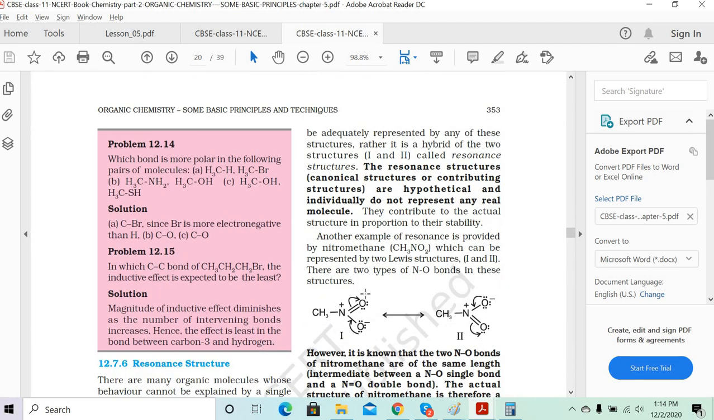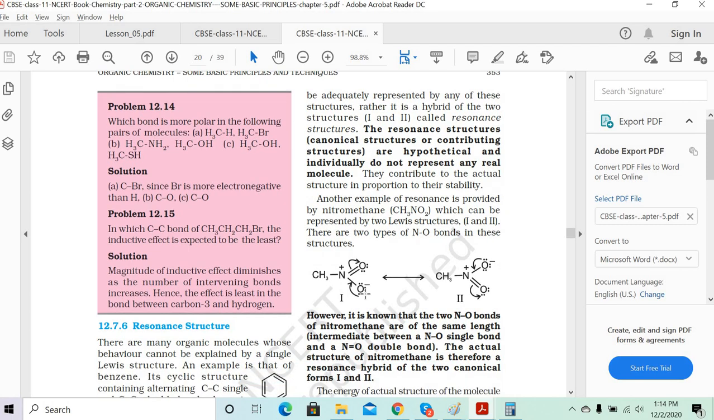Now let's go to exam problem 12.14 and address this part. Any questions, any doubts in 12.14? No, 12.14 was easy. Clear, right? 12.15, I don't get it. Okay, 12.15 is not clear.